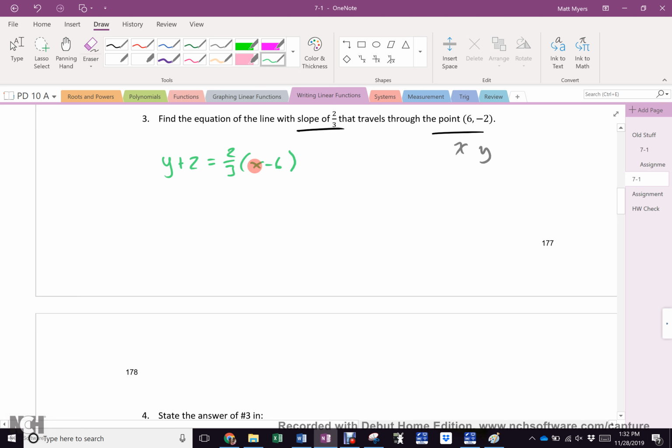Because what you're left with is y and x, or x and y. So now, 6 goes in for x. 6 minus 6 is what? 0 times 2/3 is what? 0. And negative 2 plus 2 is what? And 0 equals 0. So if you don't remember that opposite thing, you can take 1 second and check after you've written it out by putting those back in where the x and y are. If it doesn't work, oh yeah, it's opposite. Okay?